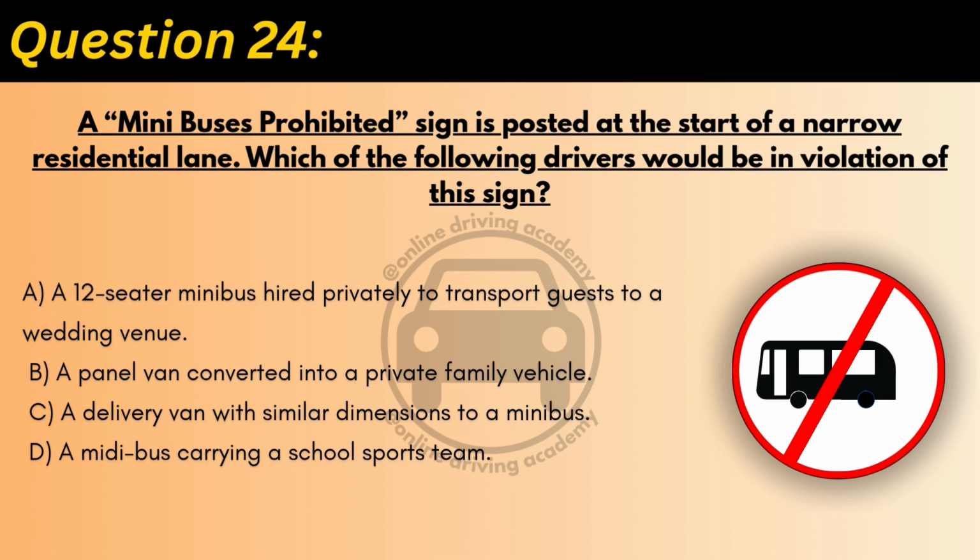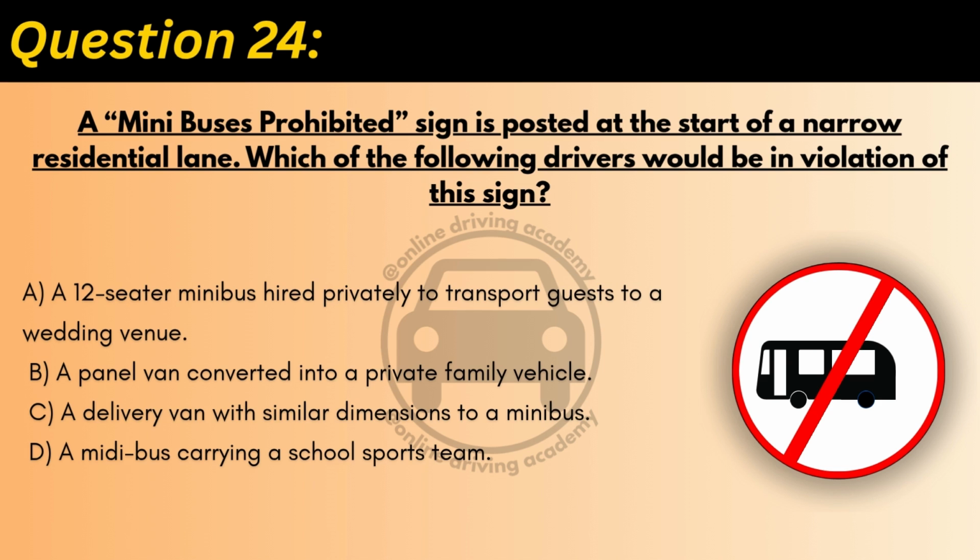Question 24. A minibus's prohibited sign is posted at the start of a narrow residential lane. Which of the following drivers would be in violation of the sign? Is it option A, a 12-seater minibus hired privately to transport guests to a wedding venue? Is it option B, a panel van converted into a private family vehicle?